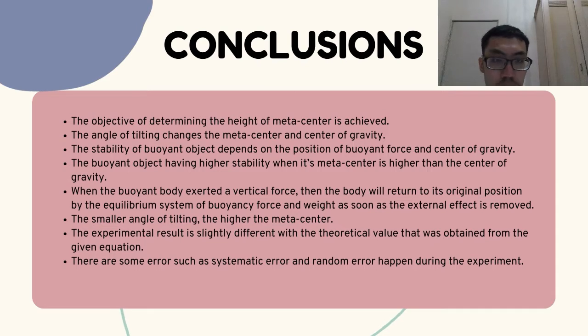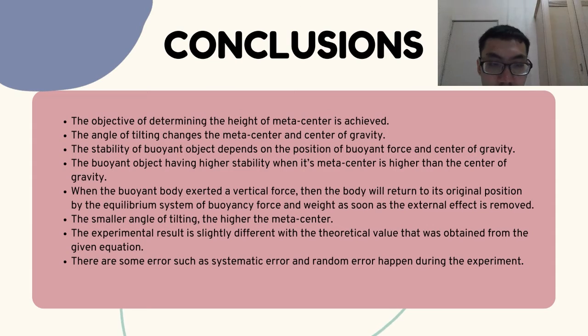Thanks, and now I'm going to present the conclusion of the experiment. First of all, our objective of determining the height of metacenter is achieved. Secondly, we prove that the angle of tilting changes the metacenter and the center of gravity. Other than that, we also found out the stability of buoyant object depends on the position of buoyant force and center of gravity. The buoyant object has higher stability when its metacenter is higher than the center of gravity.